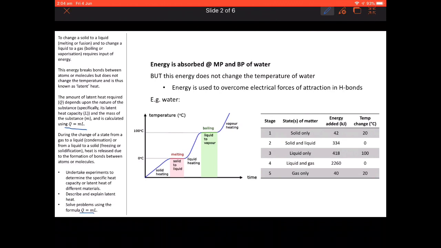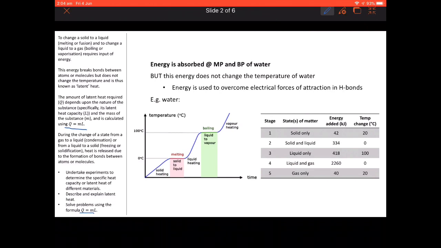So, energy is absorbed at the melting point and at the boiling point of water, but this energy doesn't change the temperature of water until a certain threshold is reached. This energy is instead used to overcome electrical forces of attraction in hydrogen bonds.